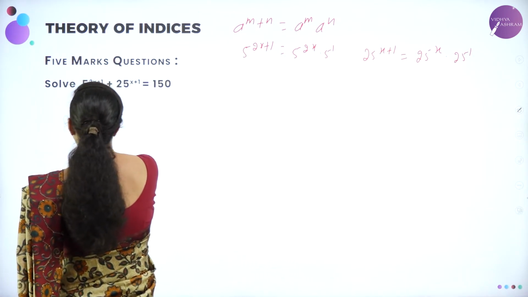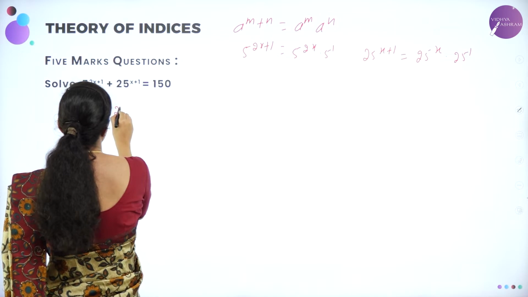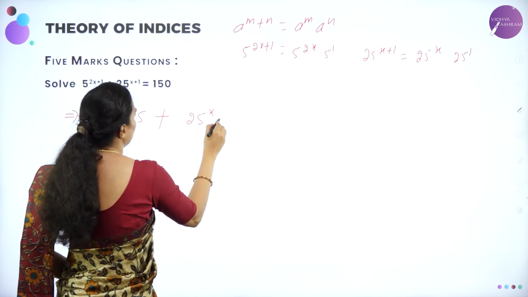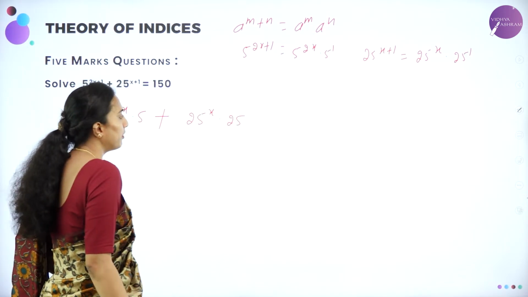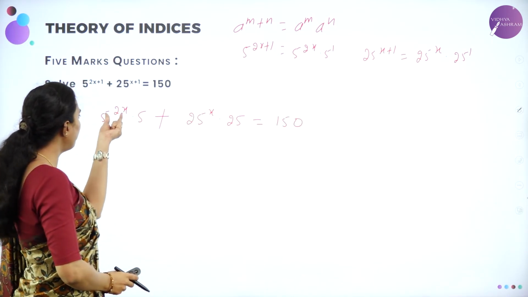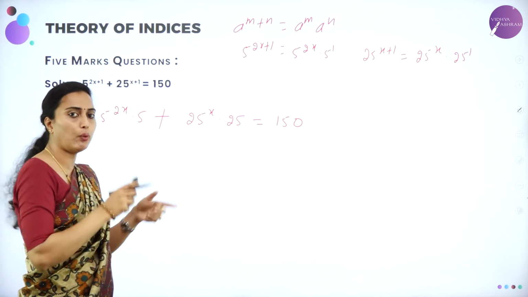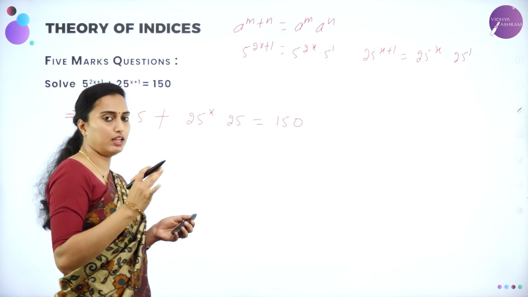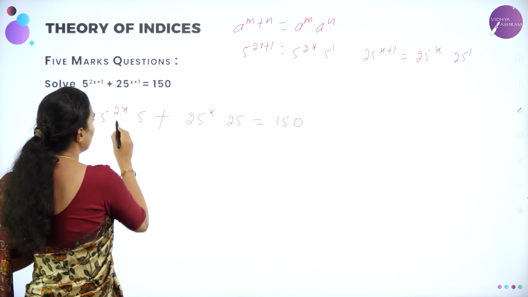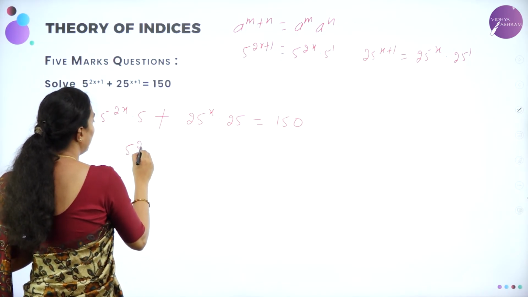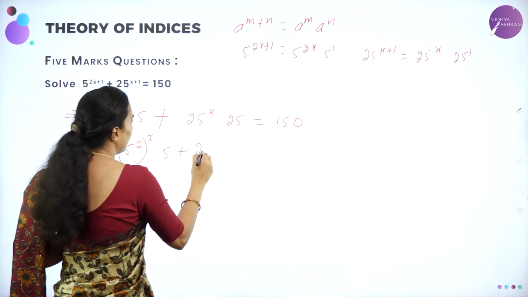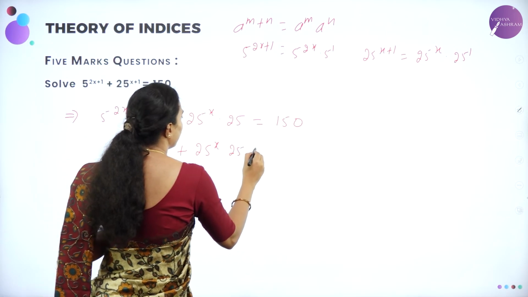The given can be written as 5 power 2x into 5 plus 25 power x into 25 power 1. What is 25 power 1? 25, which will be equal to 150. Now dear students, observe here: 5 power 2x can be written as 5 power x whole squared, according to a power mn, correct? a power mn. So what are you going to have? 5 squared whole power x into 5, plus 25 power x into 25 is equal to 150.